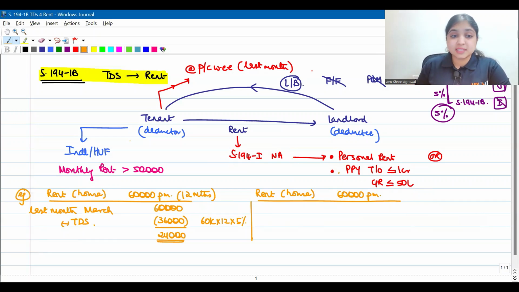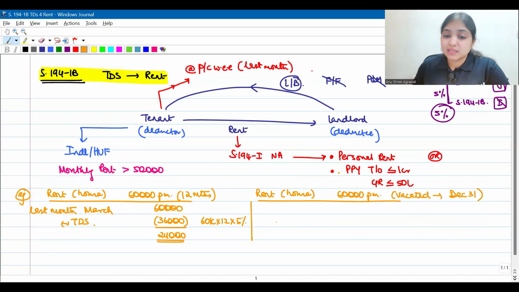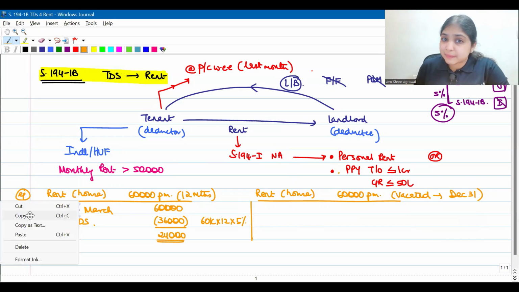Rent per month is 60,000, which is more than 50,000. The tenant is individual or HUF. Asset is land or building. All my conditions are fulfilled. Only thing is that this property was vacated by the tenant on December 31st. Now tell me, what will the last month be? Will the last month still be March?